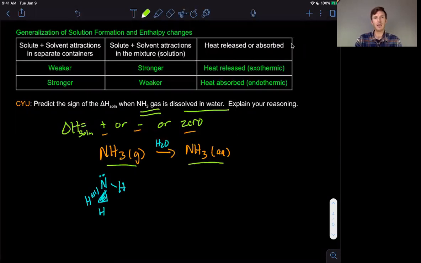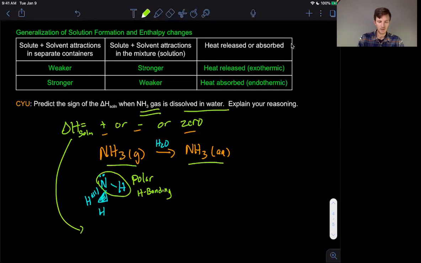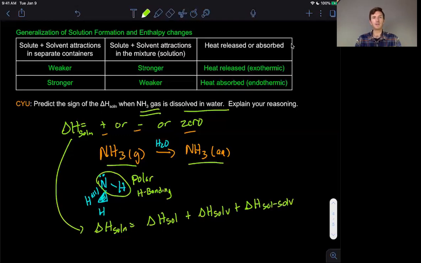So here we have ammonia, NH3. We notice that this is a polar molecule, and not only is it a polar molecule, it has nitrogen directly bonded to hydrogen, meaning it has the ability to undergo hydrogen bonding. And so we think of the distinct steps that we would have. The enthalpy of solution is the enthalpy of our solute breaking apart, the enthalpy of our solvent making some space for that, and then the enthalpy of those new solute-solvent interactions that we'd have.